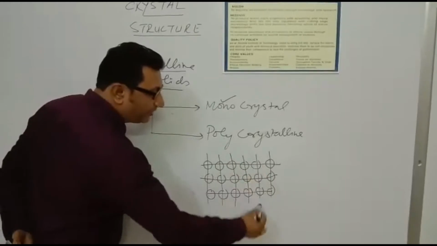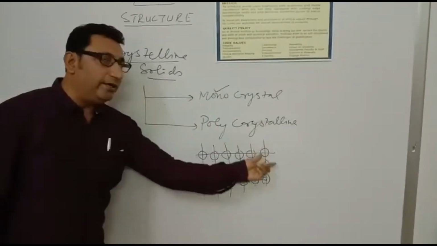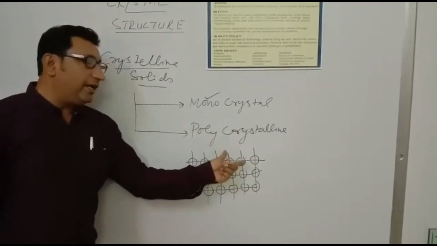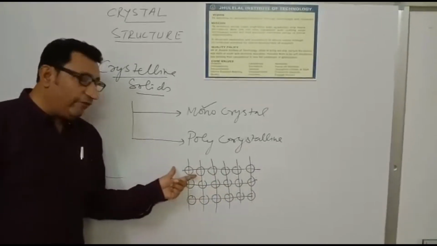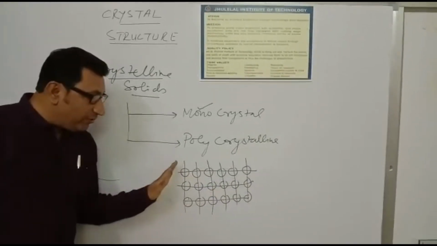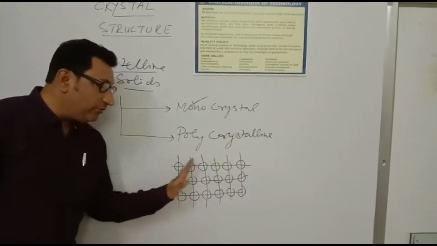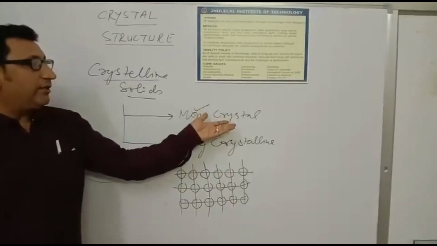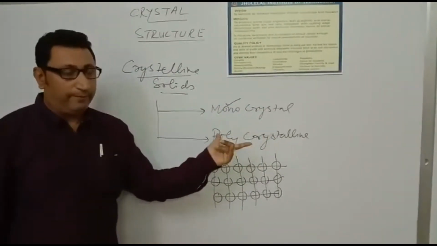I am drawing a very simple schematic of a monocrystalline solid. You can see all the atoms in this small sample are very regularly arranged. Each atom has a very definite space and the symmetry throughout this solid, whatever portion I have drawn, is absolutely the same. So this type of crystalline solid comes under the category of monocrystal. You can call it a single crystal as well.